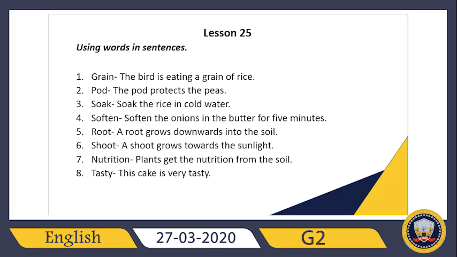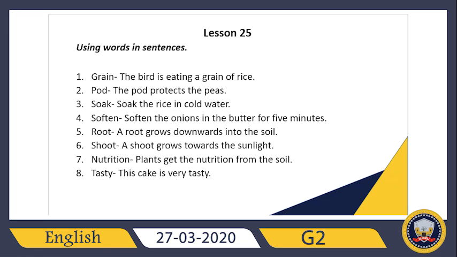Grain: the bird is eating a grain of rice. Pod: the pod protects the peas. Soak the rice in cold water. Soften the onions in the butter for 5 minutes. Root: a root grows downwards into the soil. Shoot: a shoot grows towards the sunlight. Nutrition: plants get nutrition from the soil. And the last one, tasty: this cake is very tasty. So, write these sentences in your notebook and try to make your own sentences.